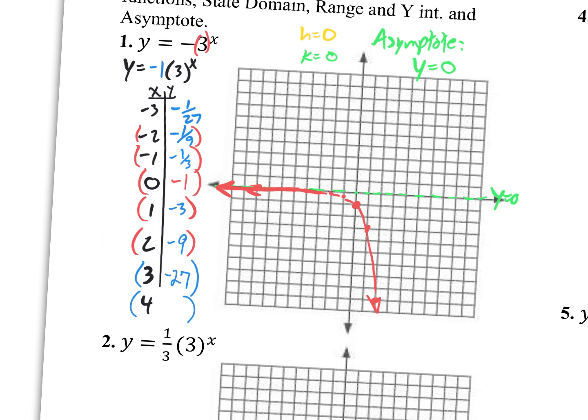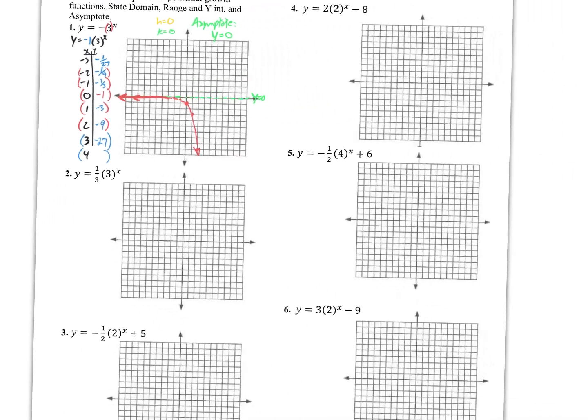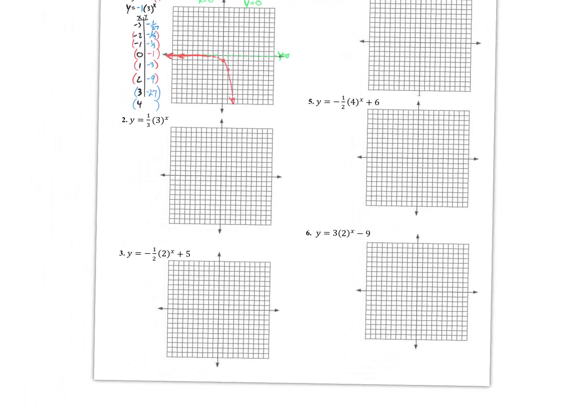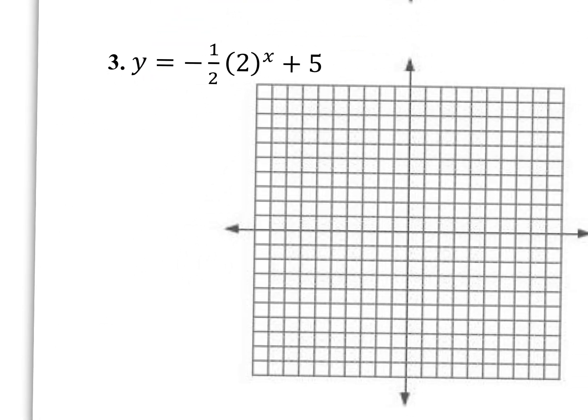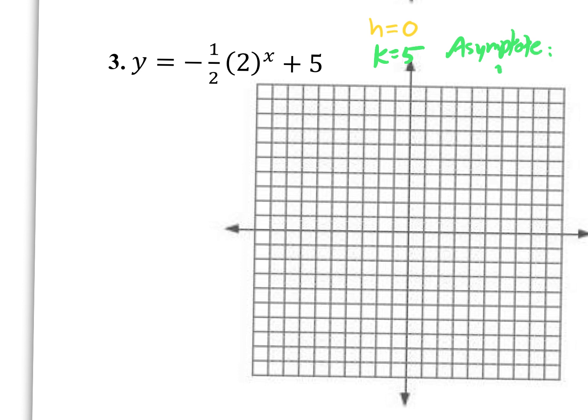So I would like you to work on the rest of these. Let's take a look at this guy right here, number 3. Let's work on that one together. Let's identify h and k. In algebra 1, we're never going to have an h value because there's never going to be something added or subtracted with the exponent x. But we do have a k value. What's the k value? 5. Thank you very much. K value is 5. Now that already gives us our asymptote. That's the horizontal line, y equals that k value of 5. We'll get to that later.